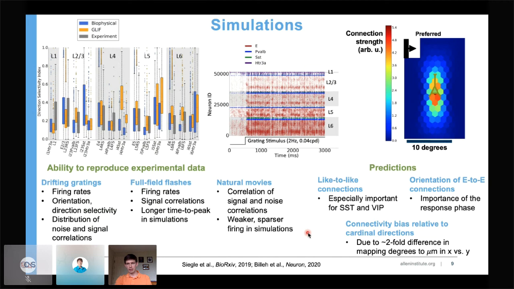We found some connectivity bias was necessary to account for the non-uniform cortical magnification factor. Basically, if you go in X on the cortical surface, a certain number of microns corresponds to a certain number of degrees in the visual space. But if you do that in Y, that correspondence is twofold different from X. And so it turns out that has to be accounted for in connectivity. All of this is described in the paper.